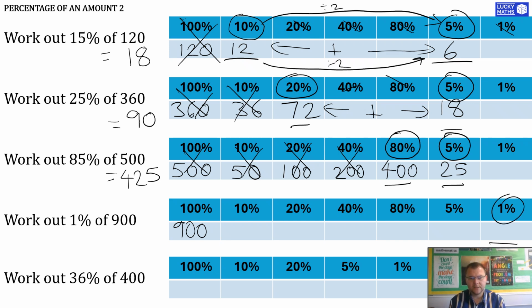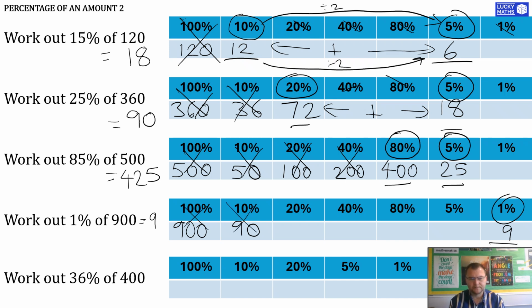But firstly, we go through 10%. 900 divided by 10 is 90. Now, we need to divide 90 by 10 to get 1%. And so that is just 9. Okay, because again, we're not interested in the other values.